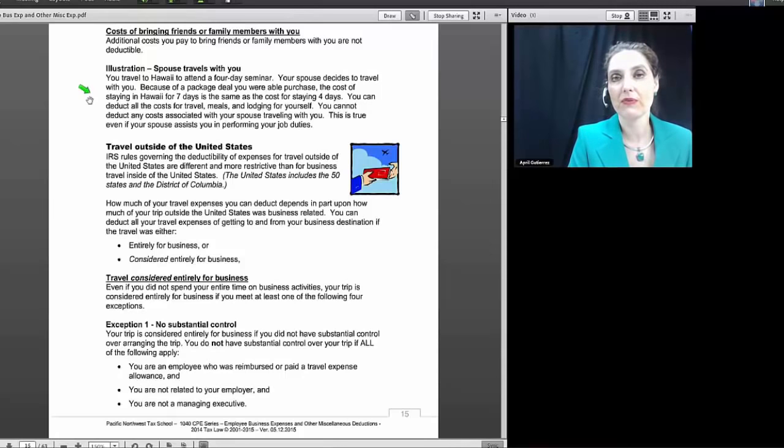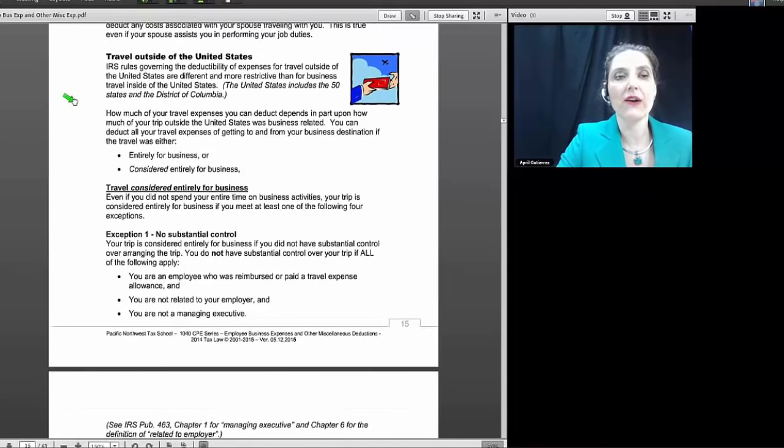If your spouse is coming with you, the only way that the expenses associated with that spouse traveling are going to be deductible is if that spouse is traveling for business on a W-2 and is going to deduct expenses independently. Now, we've looked at travel to Hawaii, which is, of course, an American state. Let's talk now about travel outside of the United States.